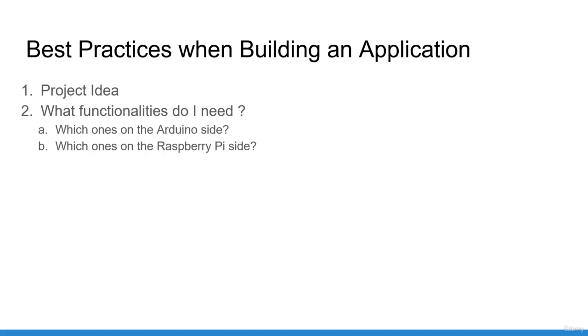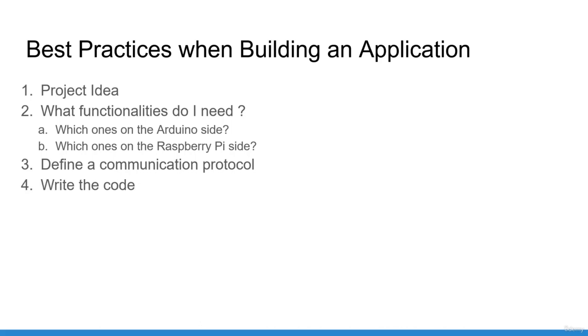After the functionalities are clear to you and you know on which side they are going to be implemented, then it's time to define a communication protocol. Basically, what commands and messages you're going to send and receive on both sides. It's important to do this now so you know what to do when you are going to write the code.